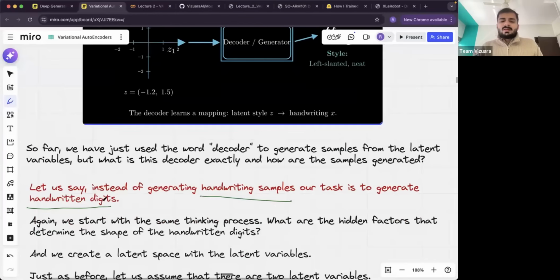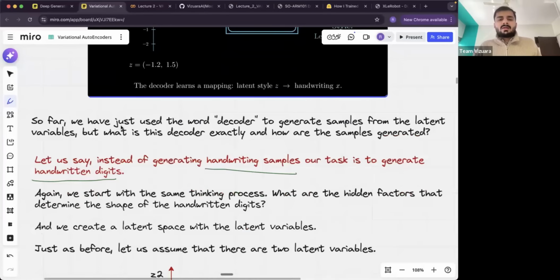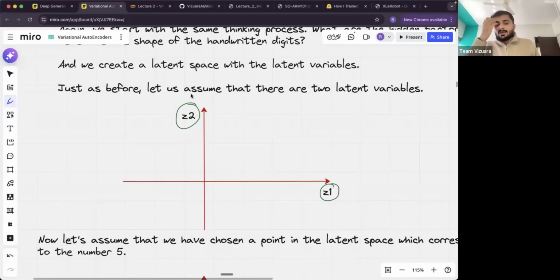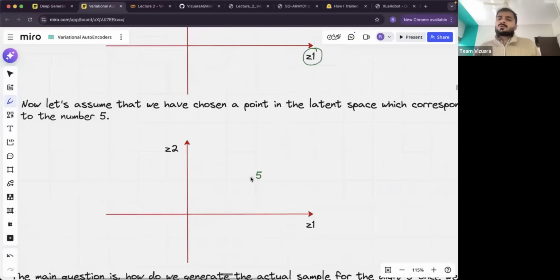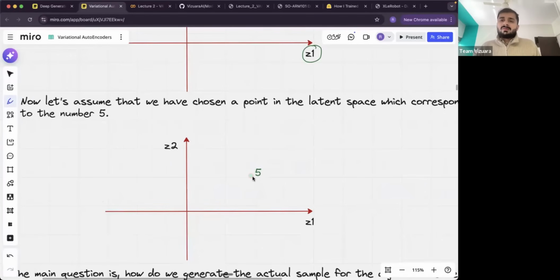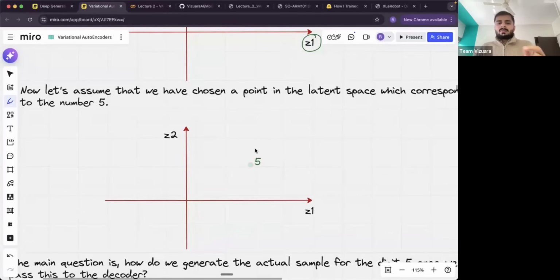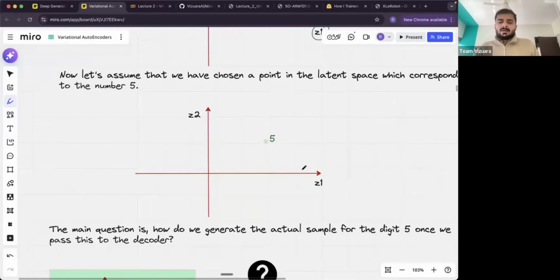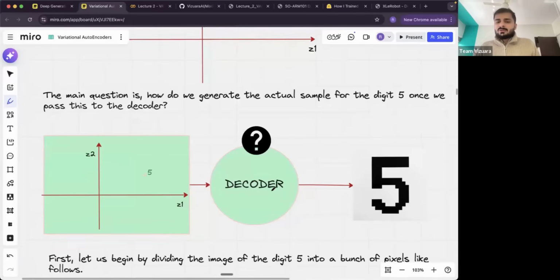So here also we'll be assuming that there are two latent variables, Z1 and Z2. Let's assume that we have chosen a point in the space which is supposed to correspond to the number 5. Now we want to understand how to take it back to the real space. How do we transform it from the latent space to the real space for this number 5? Let's try to understand this. We want to pass it to the decoder and decode the number 5.